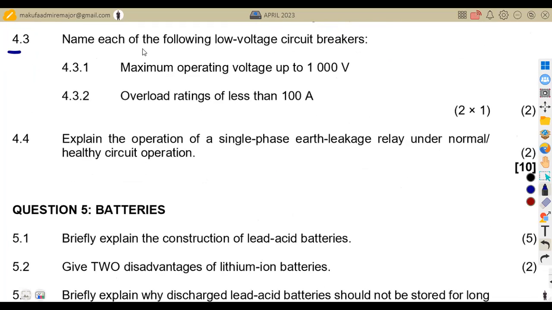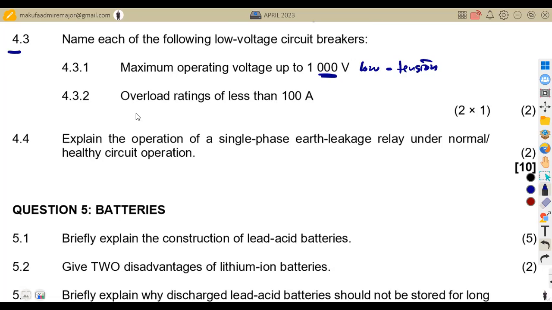Then 4.3, name each of the following low voltage circuit breakers. From this part, we are given 4.3.1, a maximum operating voltage up to 1000 volts. If the voltage is up to 1000 volts, what is it that we can have? The low voltage circuit breaker. So there we can have a low voltage circuit breaker, or a low tension circuit breaker. So we can use a low tension circuit breaker.